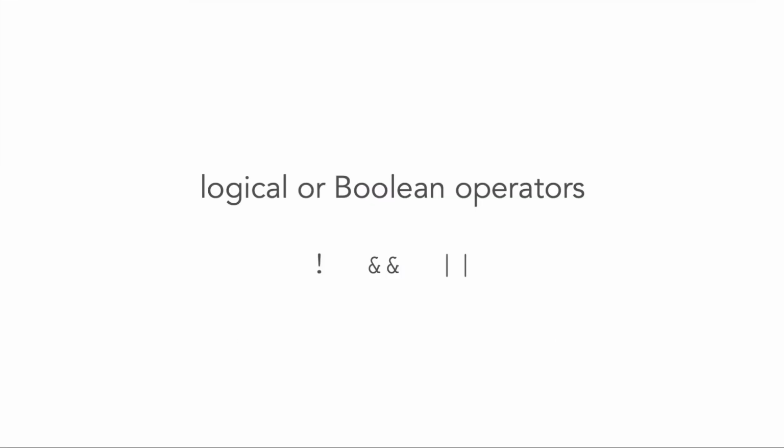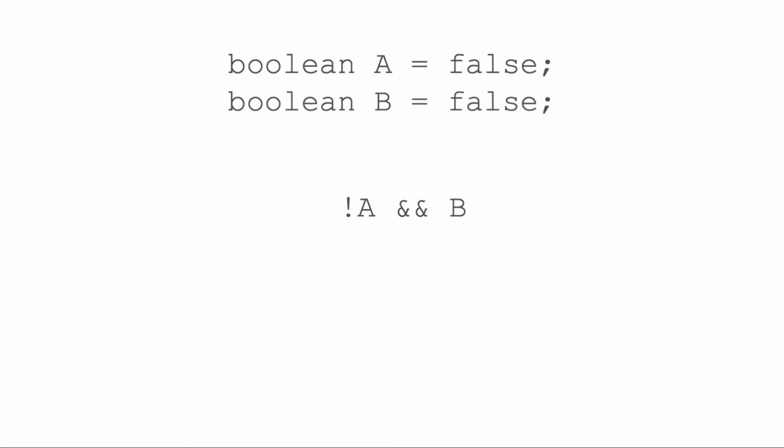Logical or Boolean operators have an order of precedence. Not takes precedence over and, which takes precedence over or. Let's observe some examples. It's easier to see if we replace the letters with their Boolean values. Not false evaluates to true. True and false evaluates to false. Just as not takes precedence over and takes precedence over or. We will always evaluate and before or.